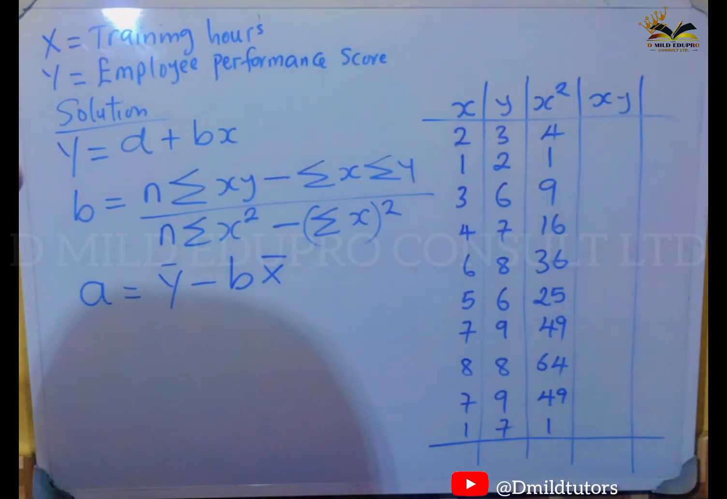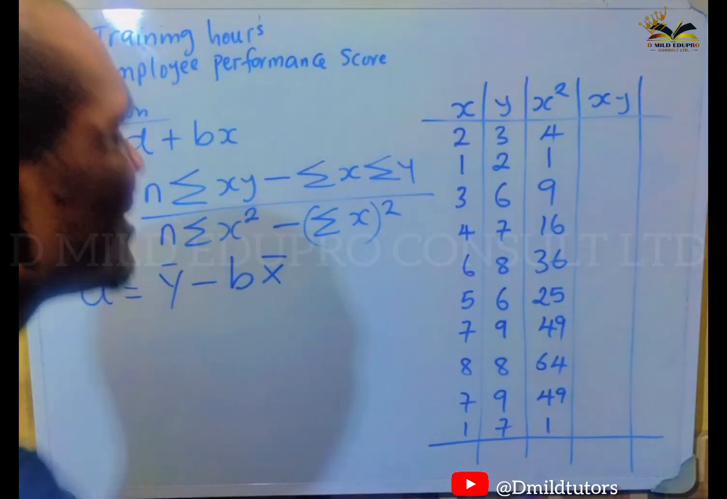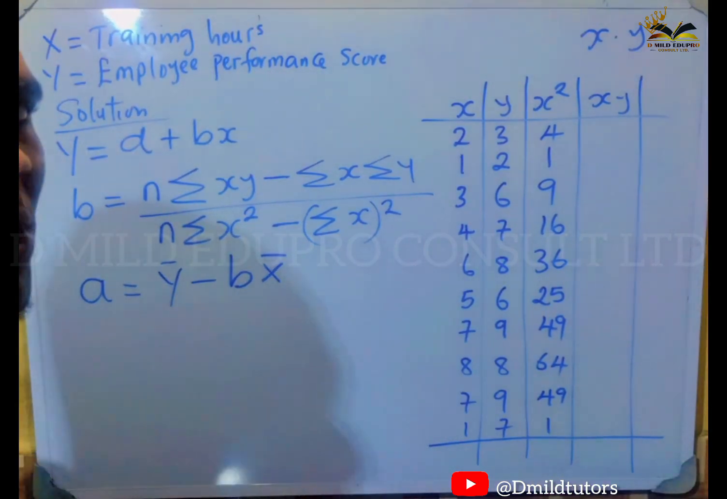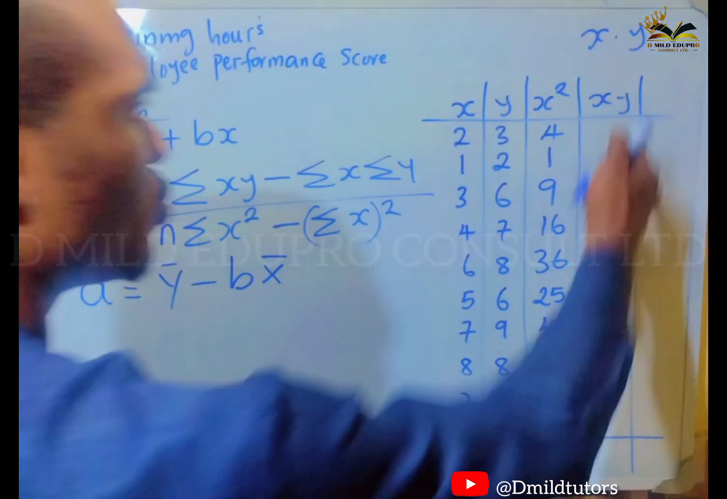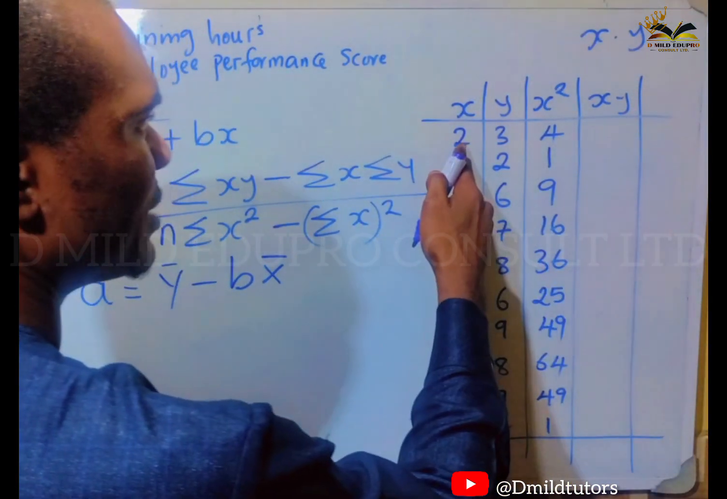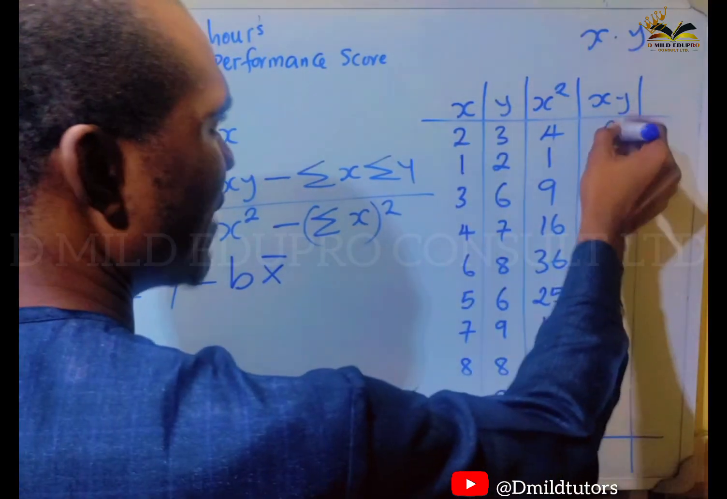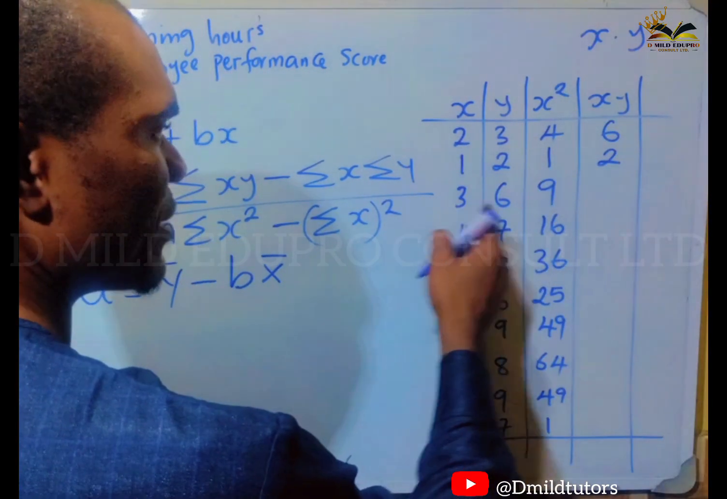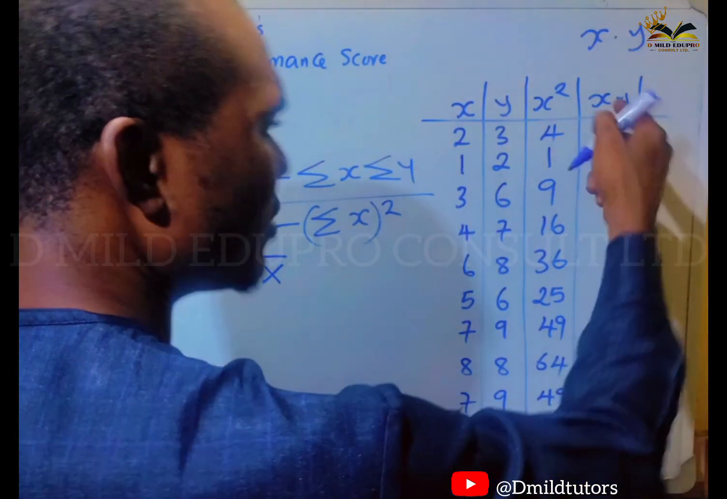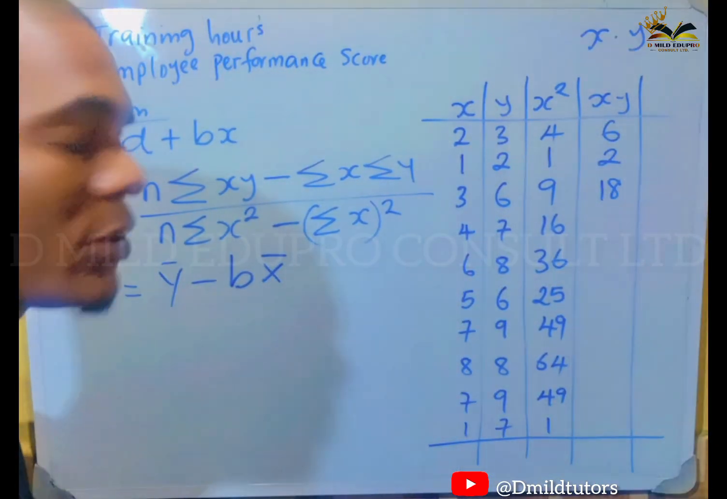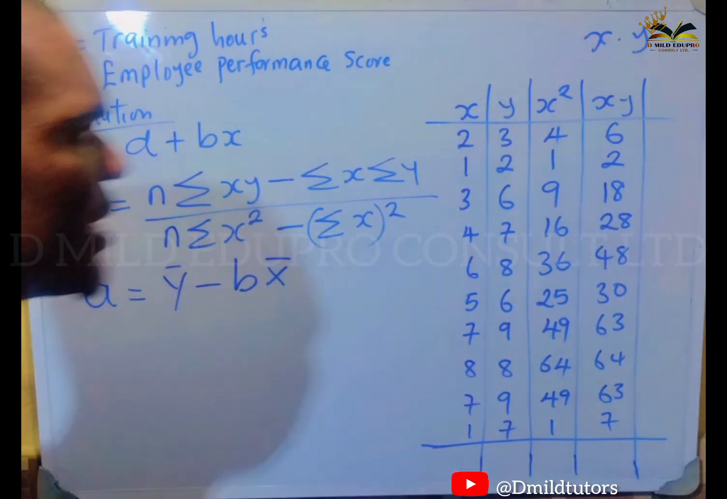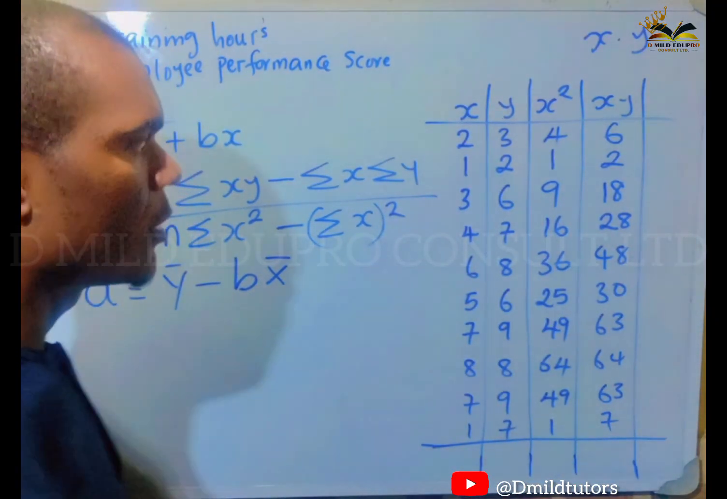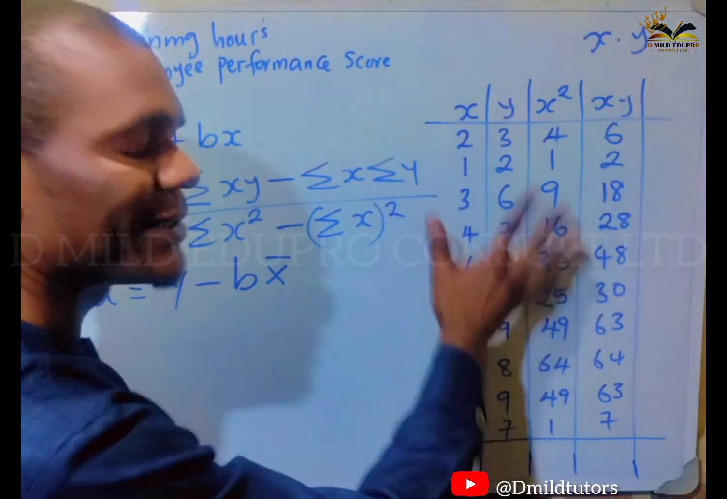Now, for xy means x is multiplying y. That means the value of x will multiply the value of y. So to get this place, you're going to say 2 times 3, you have 6. 1 times 2, you have 2. 2 times 6, you have 18. So that is what you are going to do to fill up that space. Now we have our table filled up, right? Good. All these things really do not matter to us now.